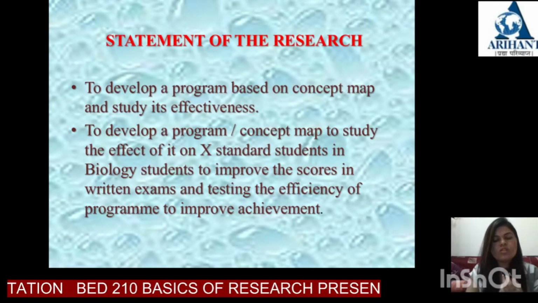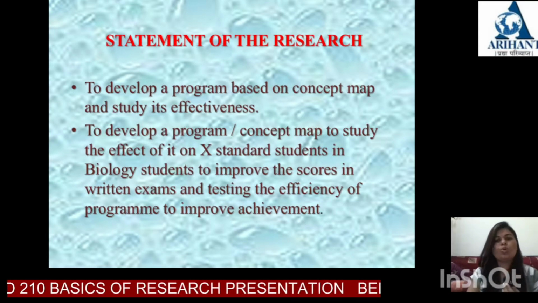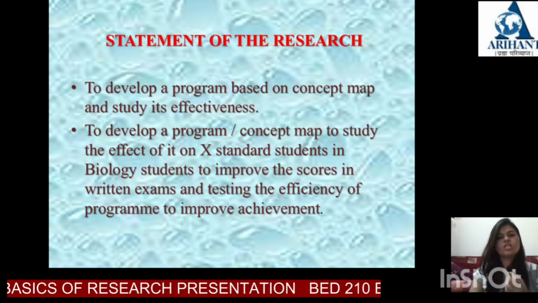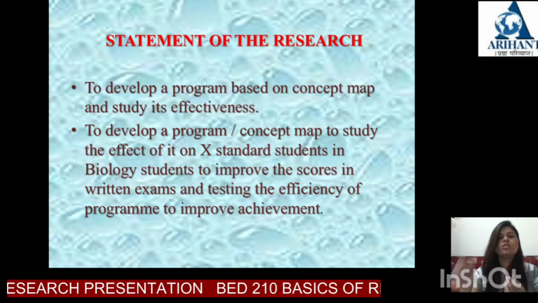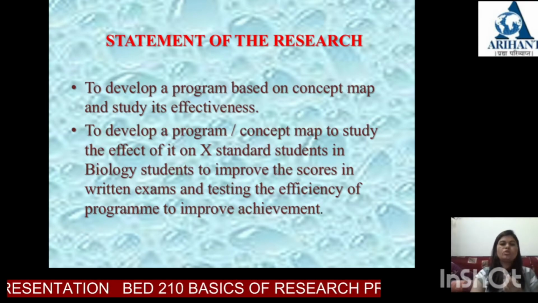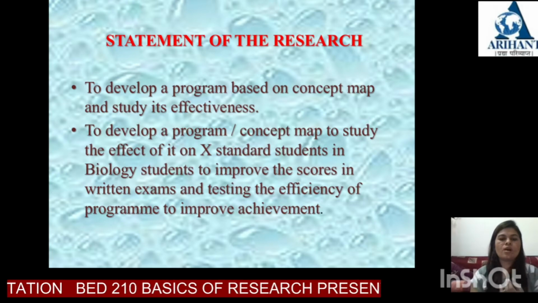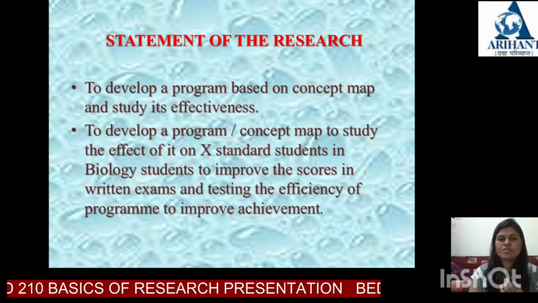So, statement of the research. My research statement is to develop a program based on concept map and study its effectiveness. To develop a program on concept map to study the effect of it on 10th standard students in biology, to improve the scores in written exams, and to test the efficiency of the program to improve achievements.